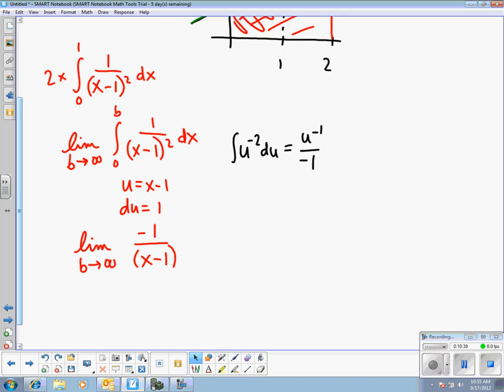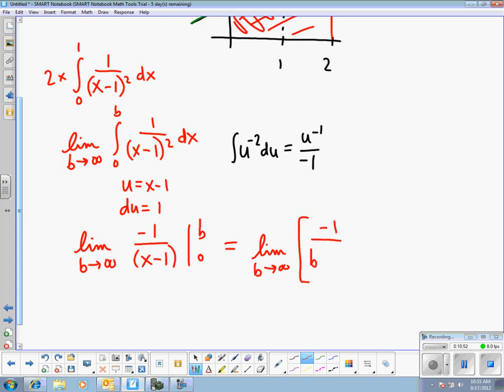Okay, and so now I want to substitute in b and 0. Remember, I'm substituting in for x. The limit as b goes to infinity. When I substitute in b, I get negative 1 over b minus 1. And when I substitute in 0, I get negative 1 over negative 1. Okay, and this minus here, it's because I plug in the top number and then plug in the bottom number and subtract the two.